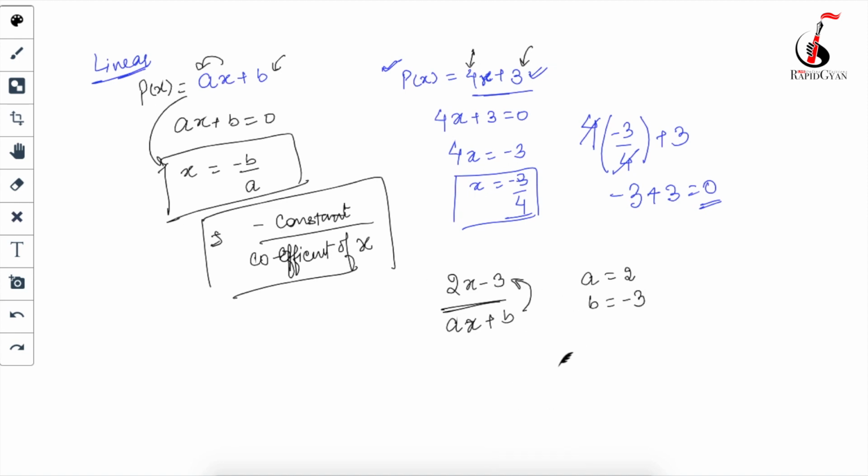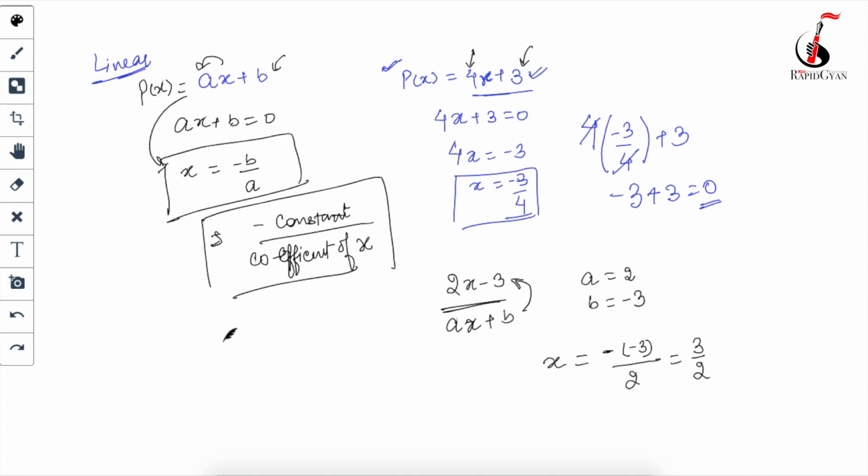So if I write the zero of this polynomial, what will I get? I will get minus of the constant, that is minus of b, which is minus of minus 3, divided by your a. What is your a? That's 2. So your answer will be 3 upon 2. Hope you guys understand this.